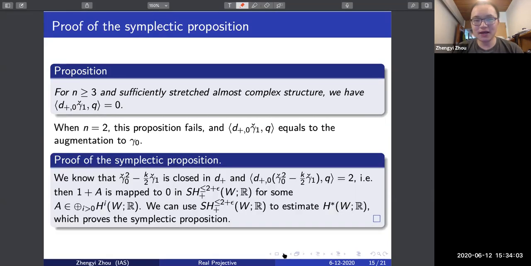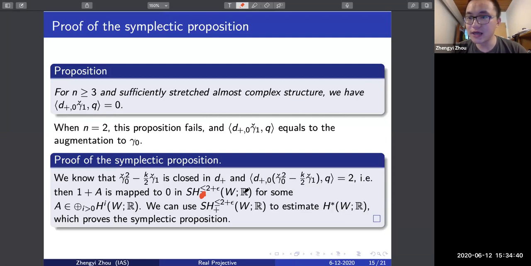So now we can prove the symplectic proposition just by following that we take this class gamma 0 square check minus k over 2 gamma 1 check. And from the previous computation, we know it's closed in the positive cochain. And we can compute what's the contribution in the map d plus 0 paired with q. It's always 2. So this implies 1 plus a is mapped to 0. Sorry, this should be mapped to 0 in the symplectic cohomology, not the positive symplectic cohomology, for some a.